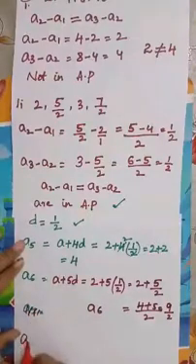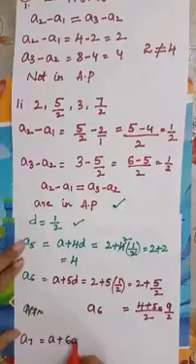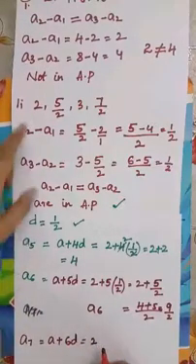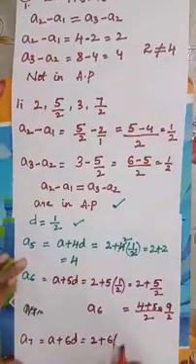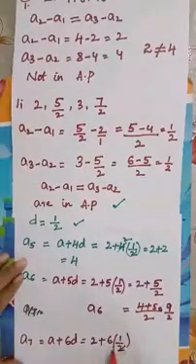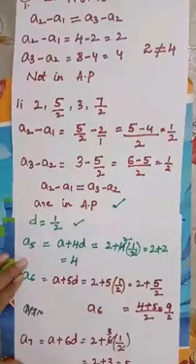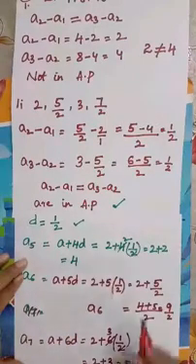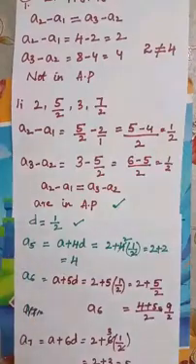Next A7 we have to find. A7 formula is A plus 6D. So A is how much? 2. Always the first term will be your A. A plus 6 into 1 by 2. 2 1s are 2 3s are. So 2 plus 3, that is 5. Therefore the next three terms are 4, 9 by 2, 5. In this way you have to do all the problems.